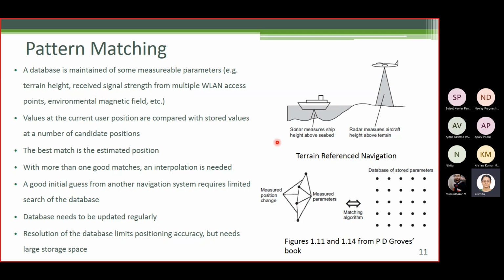An example of a pattern matching system is terrain referenced navigation. So how does terrain referenced navigation work? It can be used by an aircraft. The aircraft can measure its altitude above the local terrain using an instrument called a radar altimeter. The radar altimeter basically sends out some radio signals.